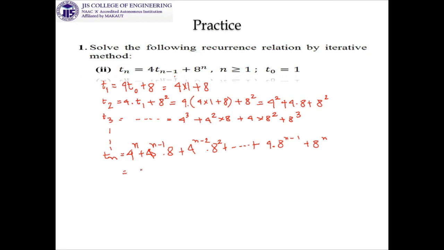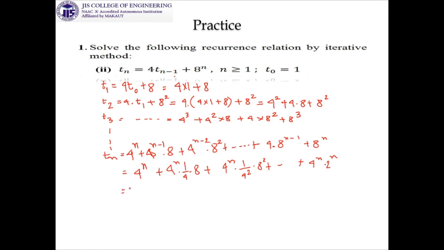Then in the next line, what we can write, 4 to the power n plus 4 to the power n into 1 by 4 into 8, plus 4 to the power n into 1 by 4 square into 8 square, plus dot dot dot plus 4 to the power n into 2 to the power n. You can ask, sir, why you are writing 4 to the power n common? You can write 8 to the power n common also. You can try it at home and think about whether you are going to be able to get any compact form or closed form for this particular approach.